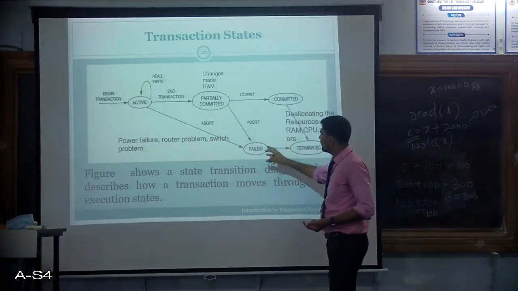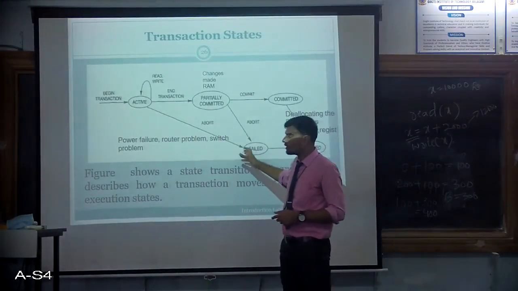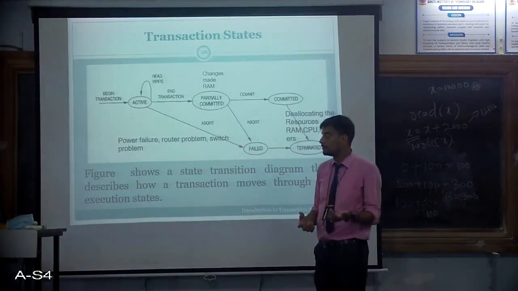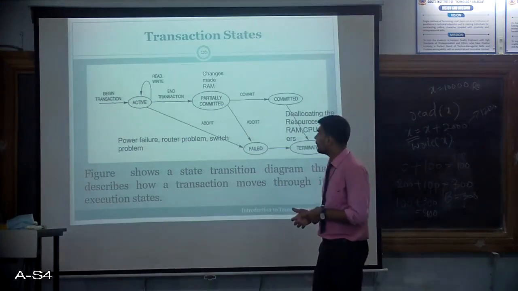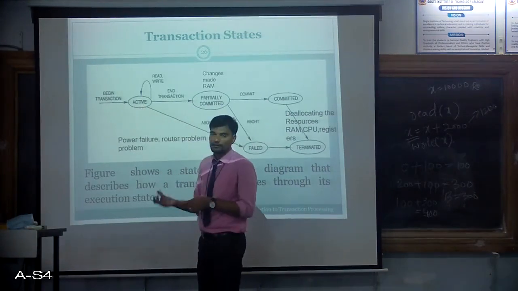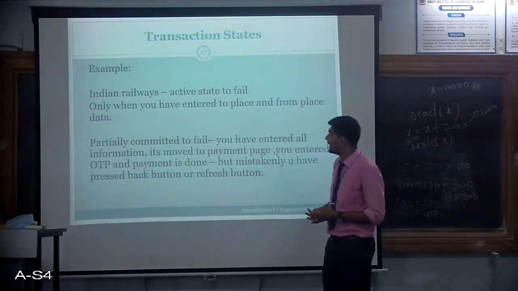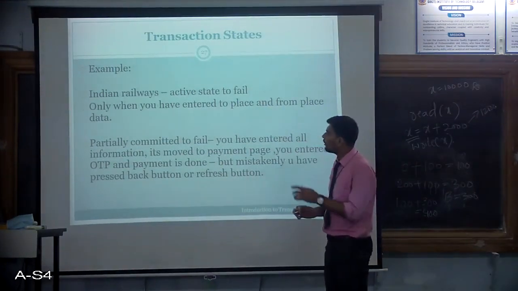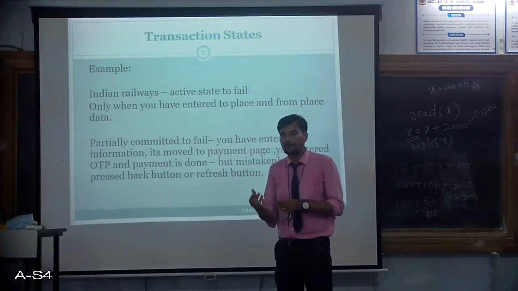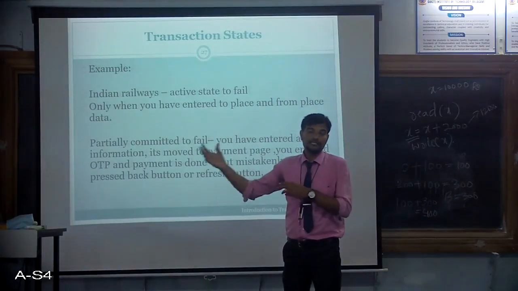The next state is failed. The failed state occurs when there is a power failure, a router problem, a switch problem or a wire connection problem. It occurs suddenly in an active state. We can take one example from Indian Railways, active state to failed. You have just entered your to-place value and from-place value, and the transaction has failed.